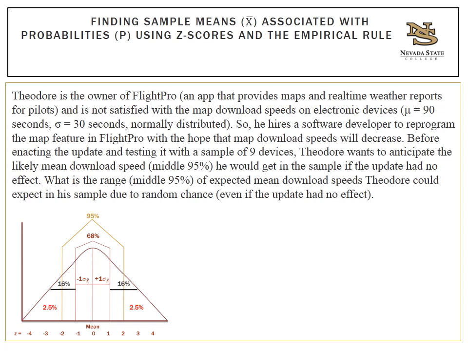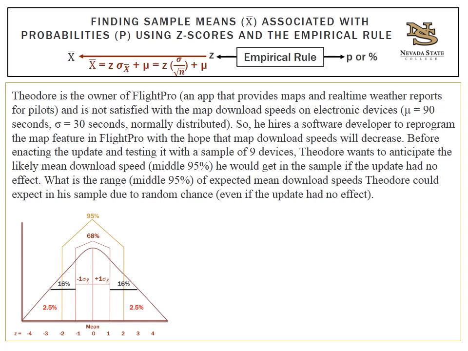All right, one last example. You made it. So we're going to take a look at figuring out a specific sample mean, or in this case, range of sample means associated with a specific probability. So go ahead and take a minute to read this problem, and then we'll break it down.